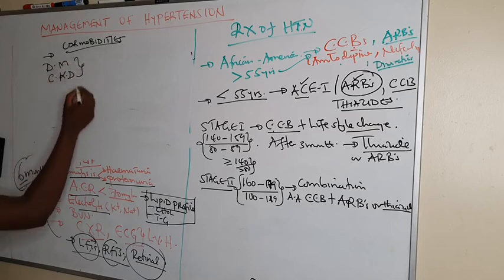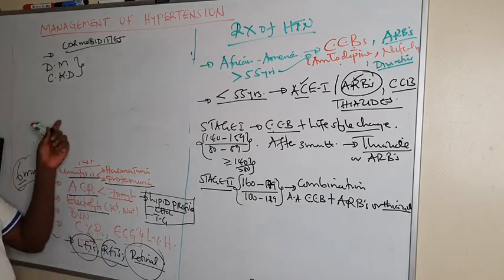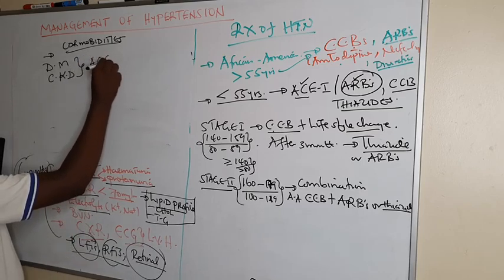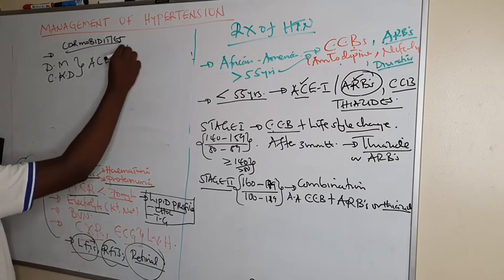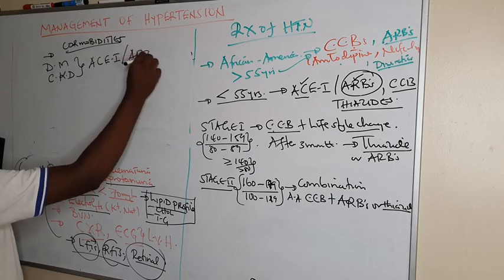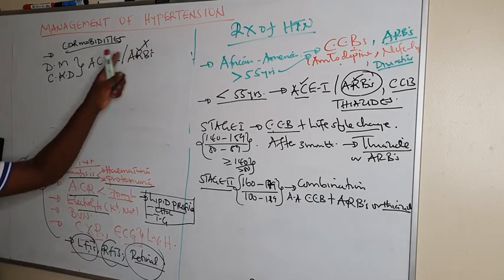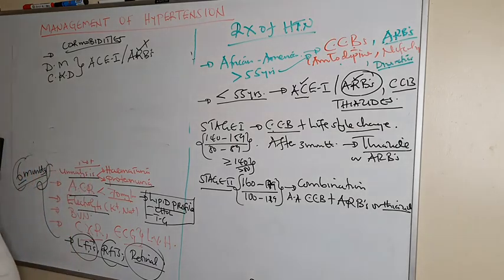So for these ones, the first line treatment for people with diabetes mellitus and CKD is we look at ACE inhibitors, or you can give ARBs. But we said for African American, ARBs do better than ACEs. That is one thing we can note.